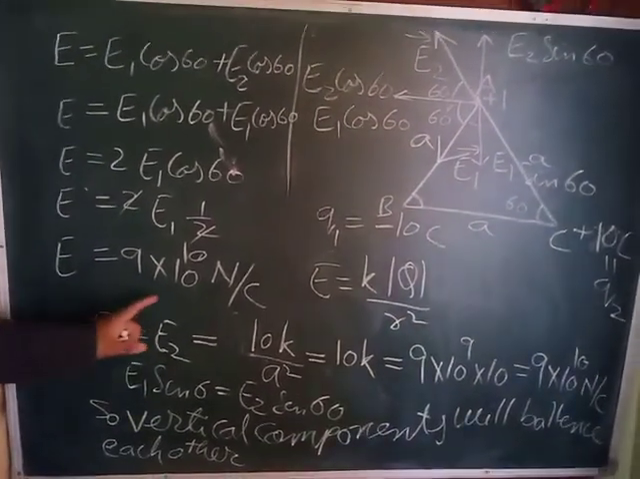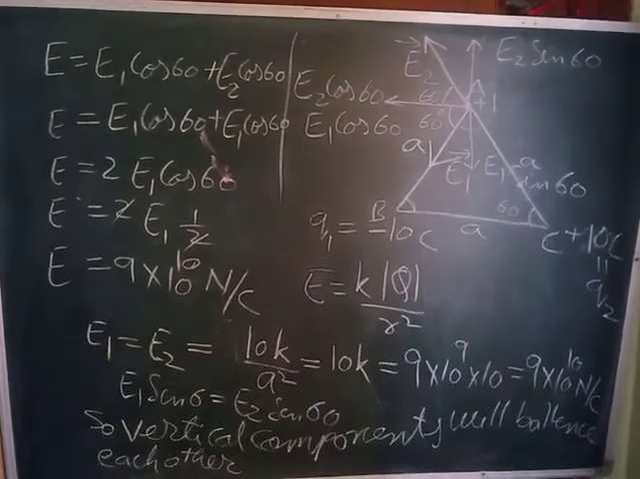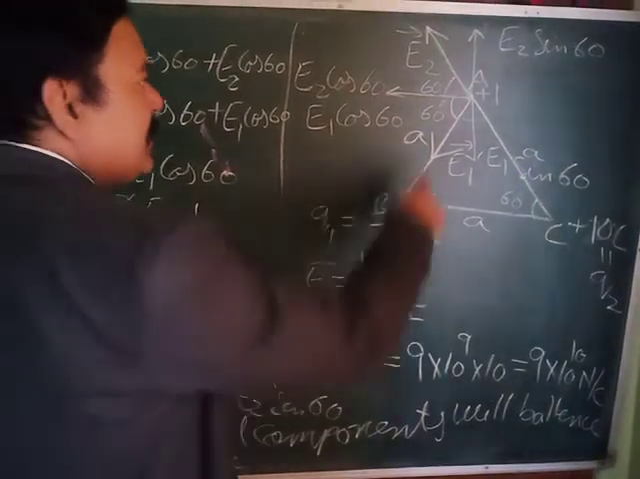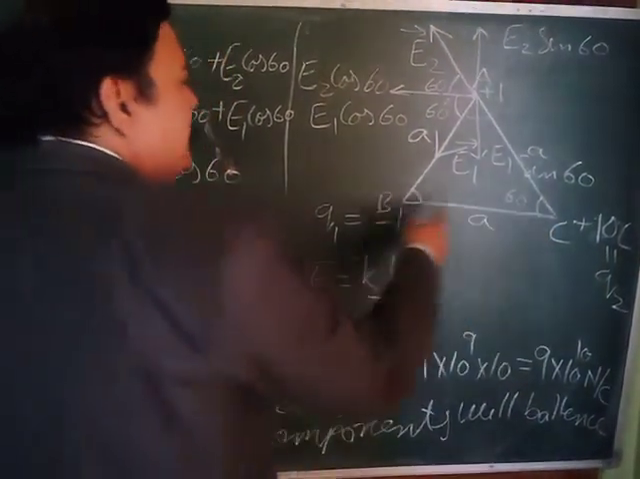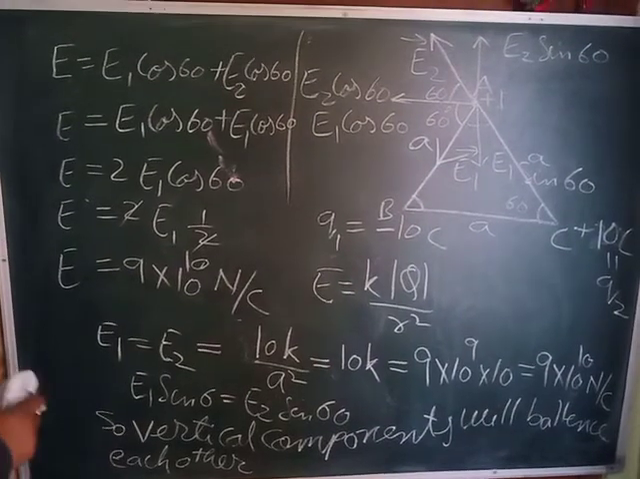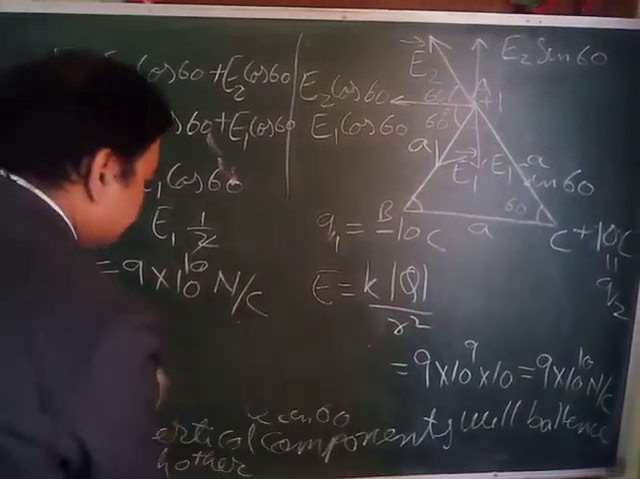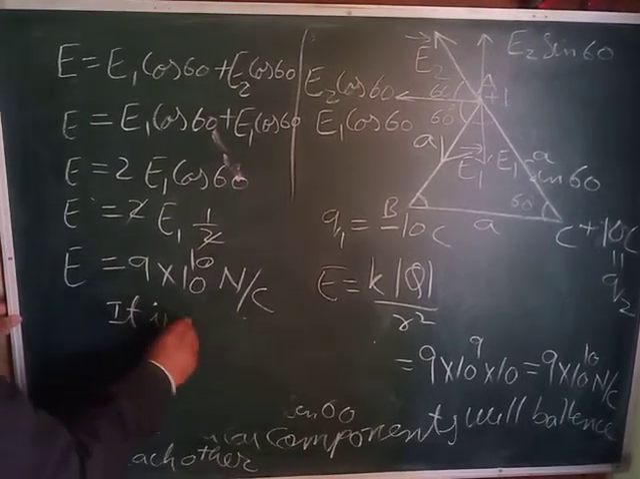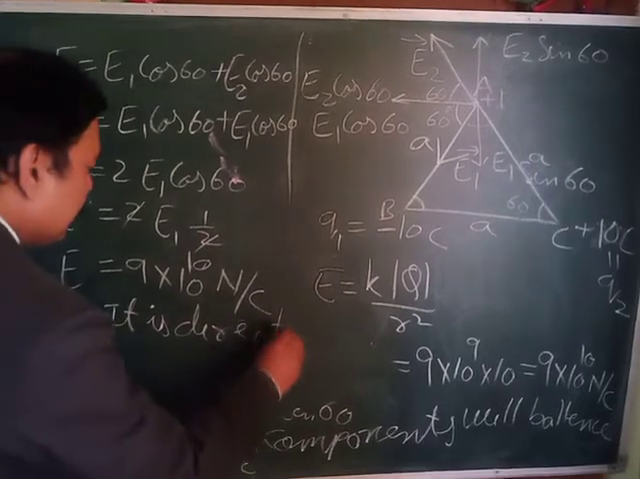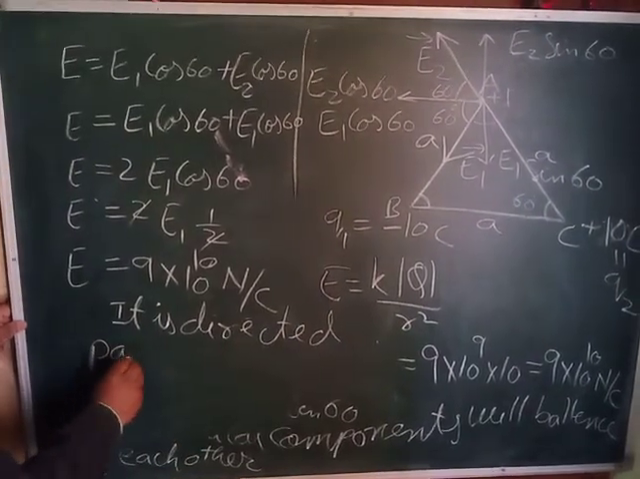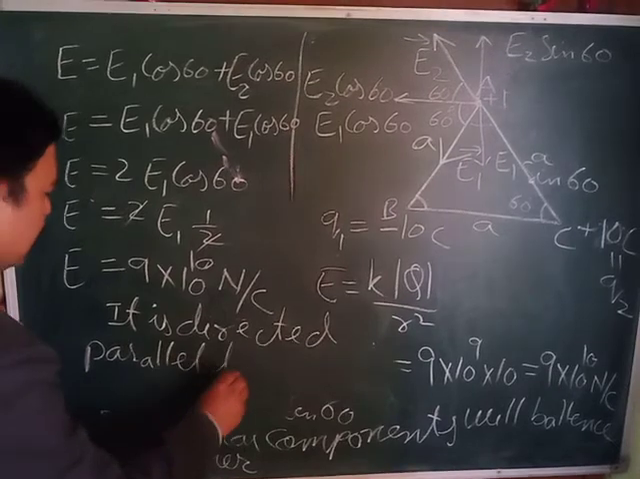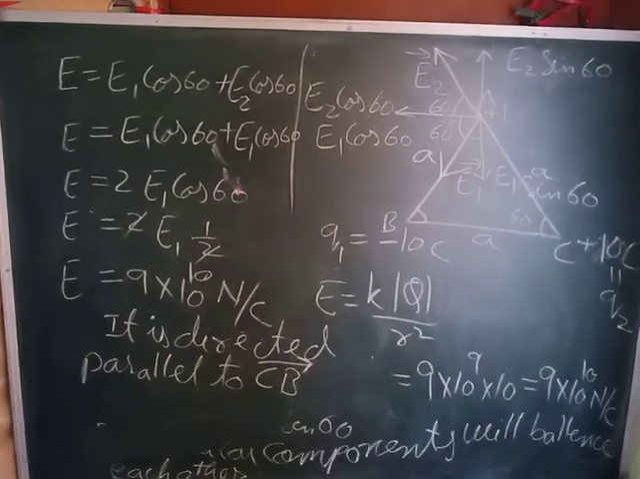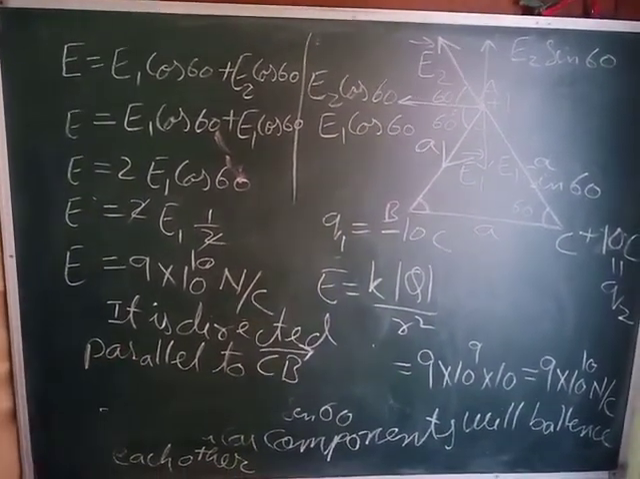This is obtained at point A. Now what about its direction? See, it is directed along this, so we can say it is directed parallel to CB. We can write the direction also: it is directed parallel to CB. That's all.